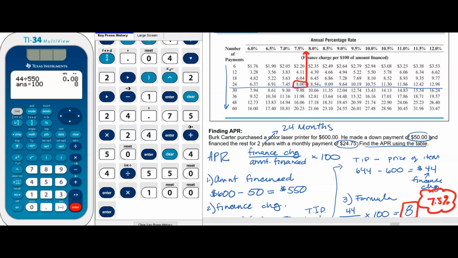And how is this helpful? Well, if he was shopping around at different stores, he might ask for the APR and maybe want to buy the printer at a store where it had the lowest APR possible.